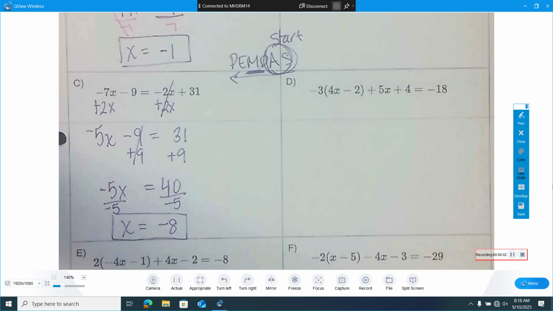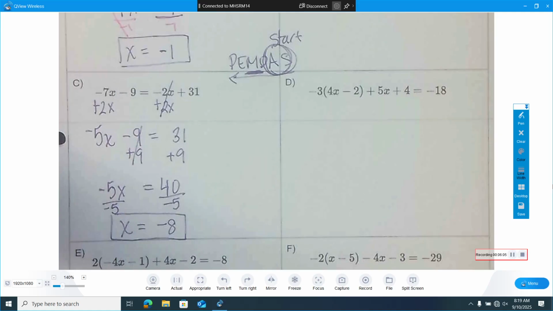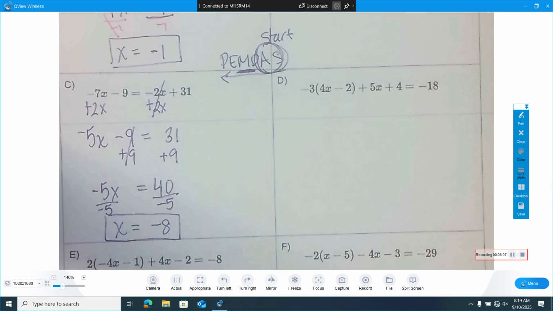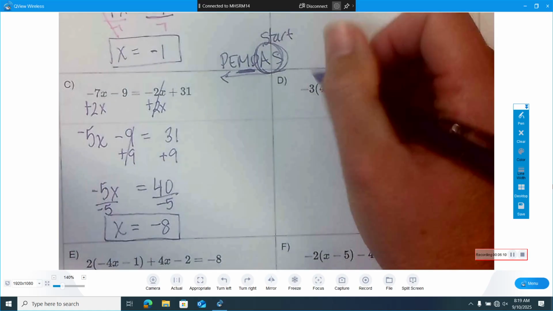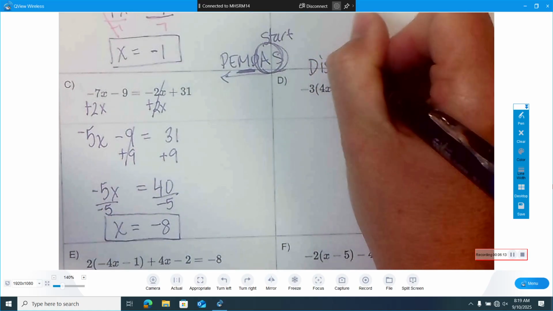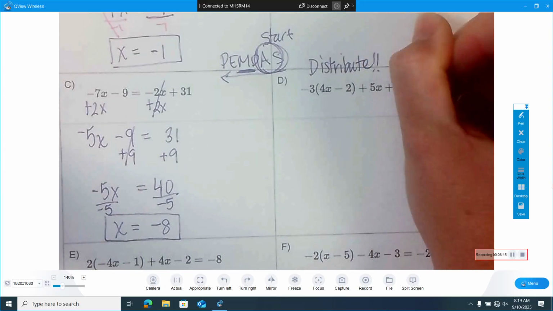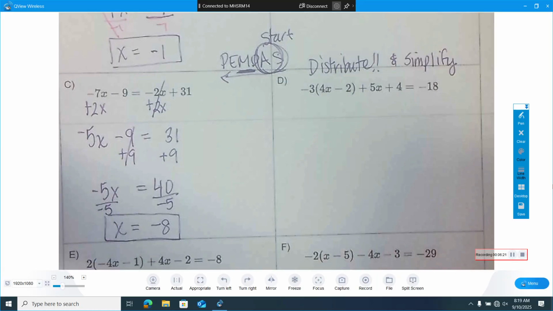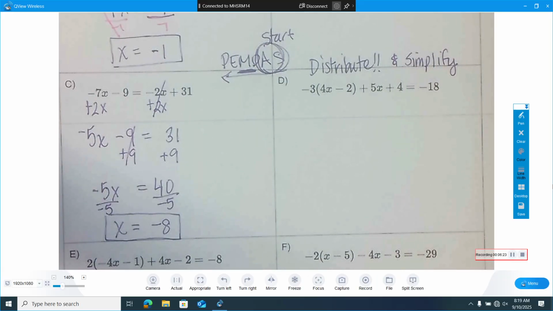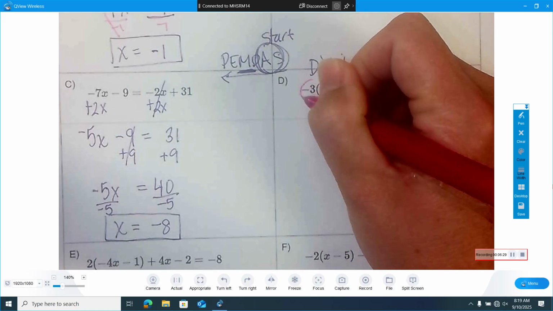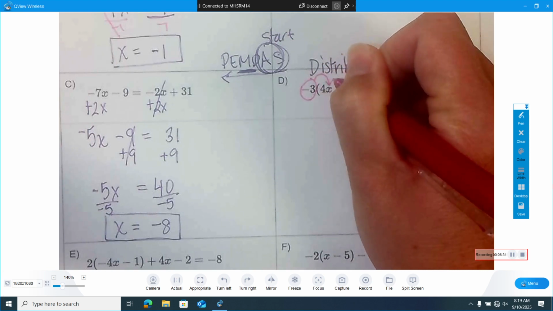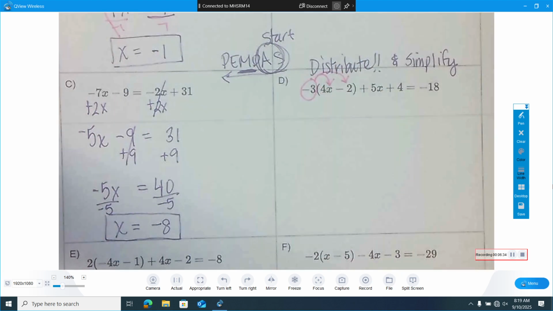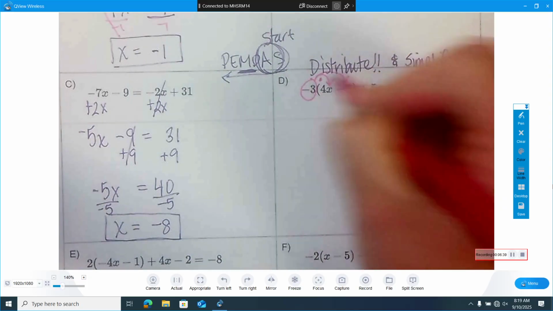Okay, let's do D. This becomes a little more work here because what do we need to do first? Distribute, yes. D-I-S-T-R-I-B-U-T-E. Distribute and simplify first. So we need to distribute and clean it up. All right, let's see what happens here. If I distribute, I'm taking the entire negative 3, and I'm going to distribute that negative 3 to each term inside those parentheses.